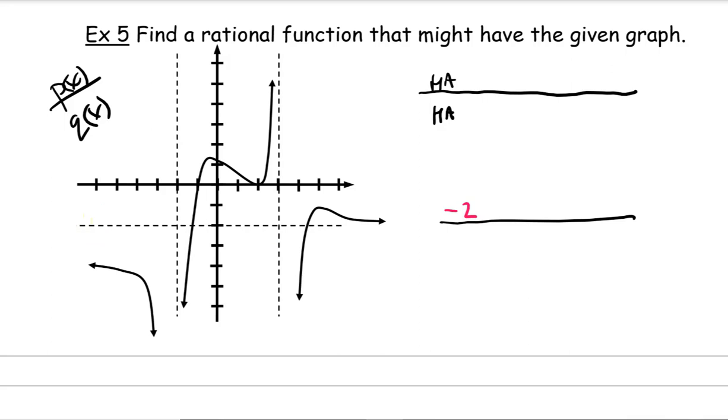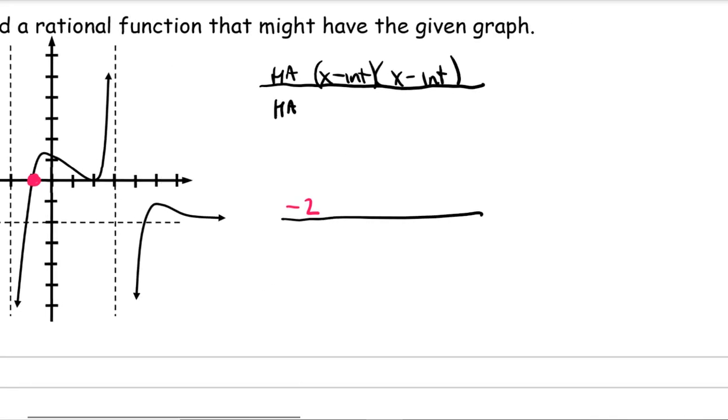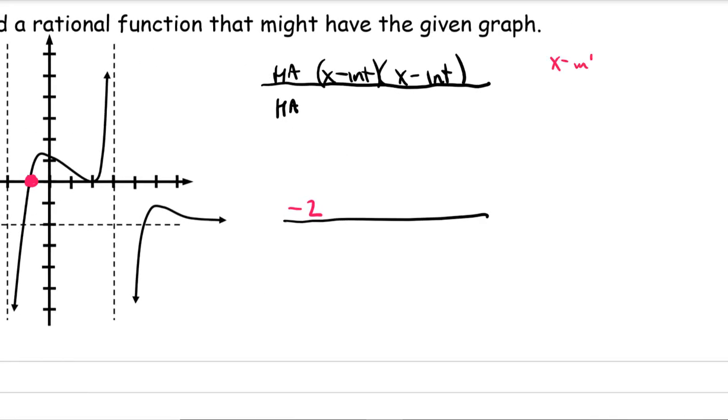Now the next thing that we want to look at, let me go ahead and erase these pieces right here. You want to look at wherever the x-intercepts are. We're going to take a look at the numerator first. Any factors that we get from the x-intercepts will go on the top. So let's take a look at where they are. We've got one right here at x equals negative 1, which means that factor would be x plus 1. So I'm going to write x plus 1 in the numerator.